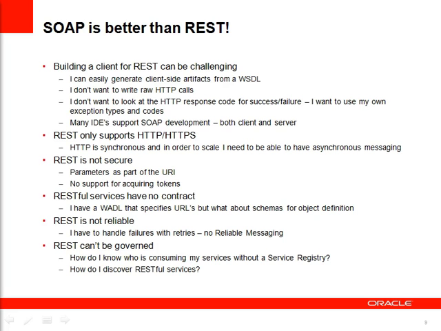So one of the challenges with working with RESTful services is that it's difficult to build a client for REST sometimes. Whereas if you have a WSDL, you can easily generate client-side artifacts like a client proxy. With REST, if you're going from scratch, then you might have to write raw HTTP calls. And in addition, you have to utilize the HTTP error codes to see success or failure. Whereas with SOAP, you can use the SOAP fault, and you can also use your custom exception types and codes in order to do error handling.